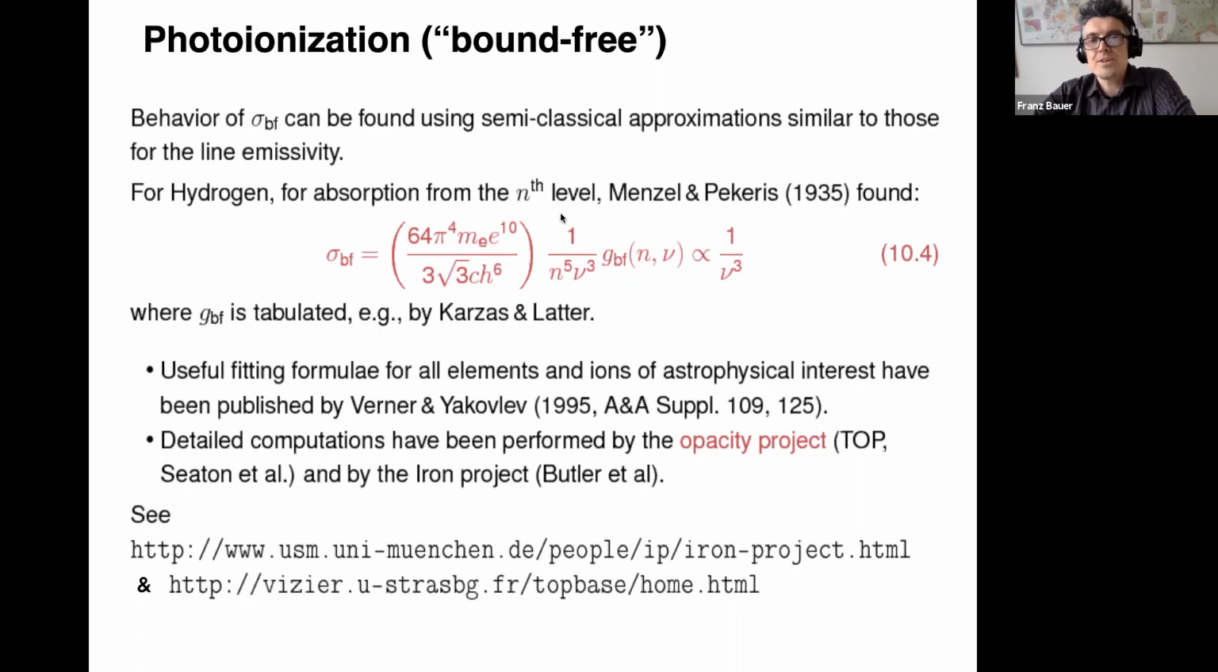This cross-section goes as 1 over the frequency cubed. It also has a term that goes as the n level to the 5th power. And interestingly enough, you also have this thing here, which is a Gaunt factor, but it's a Gaunt factor for a specific level and a specific frequency. It's a fudge factor.